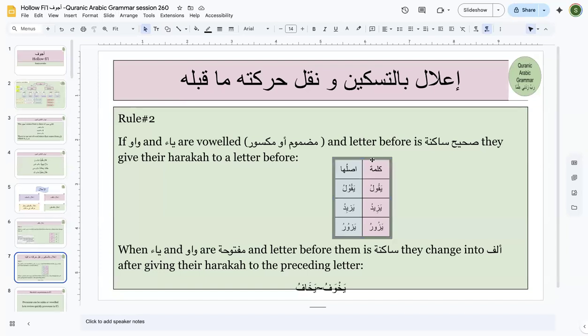So when they are maksoor and madmoom, they are going to give their haraka to the sahih sakin before. Then comes the case where waw and ya are maftuh. There are waw and ya that are maftuha. What does it mean? That these are the waws and yas that are going to be carrying a fatha. Is it a possibility with ajwaf?